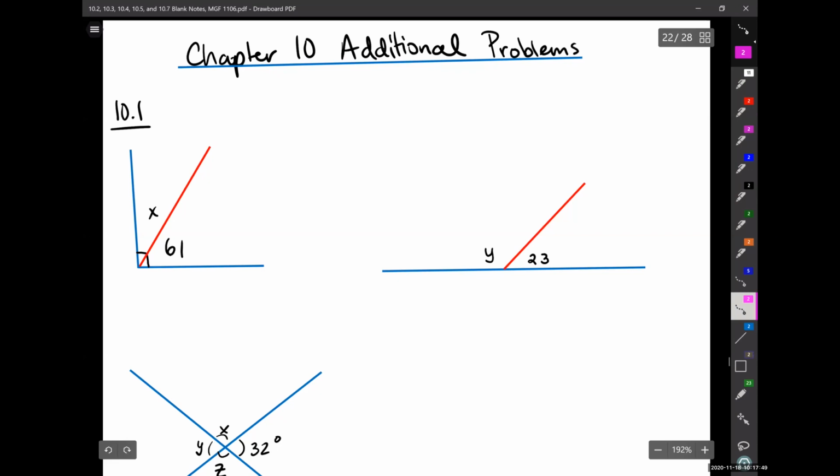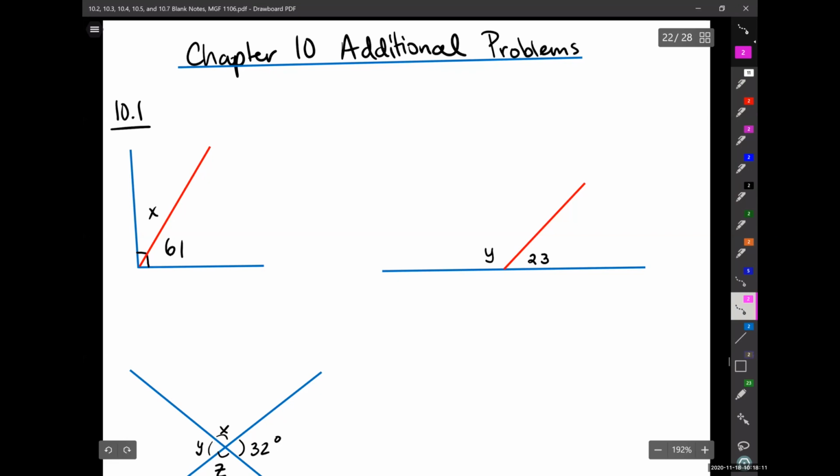So we notice this is the 90 degrees. We know that means these two angles together have to add to be 90. So I can find the missing angle by saying 90 minus 61. And I believe we would get 29, correct? That's 29 degrees. Now our next one, we remember that a straight line, its entire angle is 180.